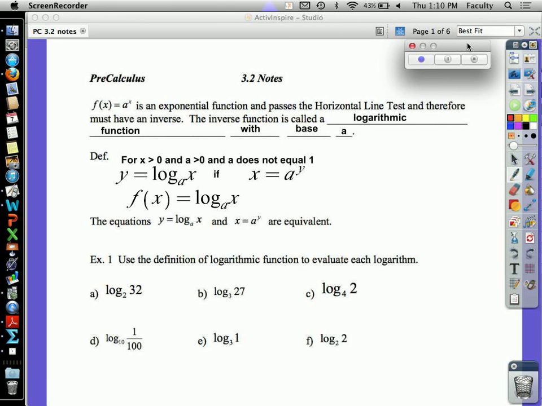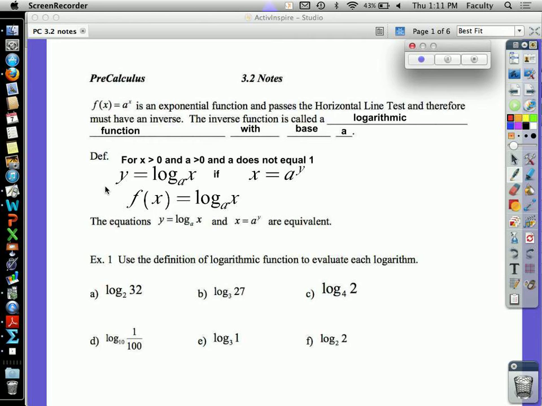Okay, so 3.2. f(x) = a^x is an exponential function that passes the horizontal line test and therefore must have an inverse. The inverse function is called a logarithmic function with base a. The formal definition for a logarithm: for x > 0, a > 0, and a does not equal 1, y = log_a x. This is true if and only if x = a^y.